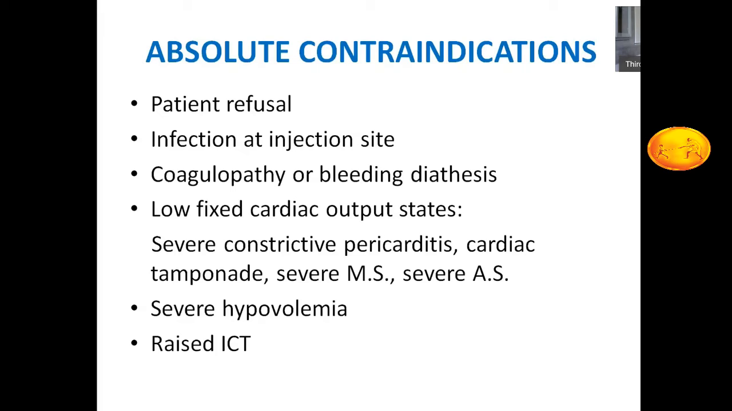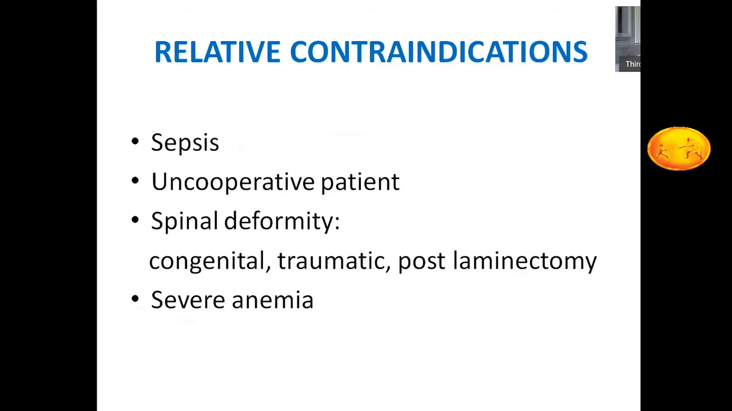In case of giving the spinal, we are withdrawing the CSF and we are inserting the drug. Because of this, if there is raised ICT, there is a chance of pulling, that is the herniation of the brainstem or the structures down because of this LP. And so raised ICT is again an absolute contraindication for the spinal anesthesia.